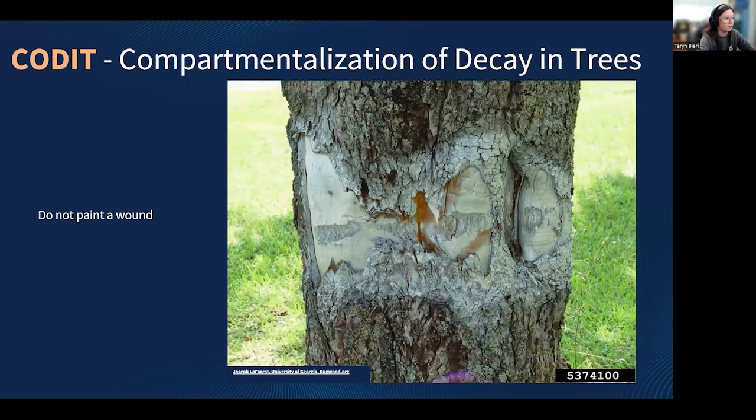So there's also no need to paint over a wound. Sometimes there's special cases where you may be recommended to paint over a wound. For instance, if you're pruning oaks during the growing season, especially red oaks, because they're susceptible to oak wilt. But it would be best if you would just avoid pruning during this time and prune during the dormant season to avoid any of that issue.